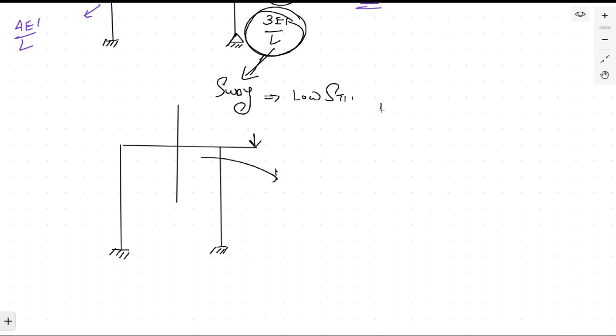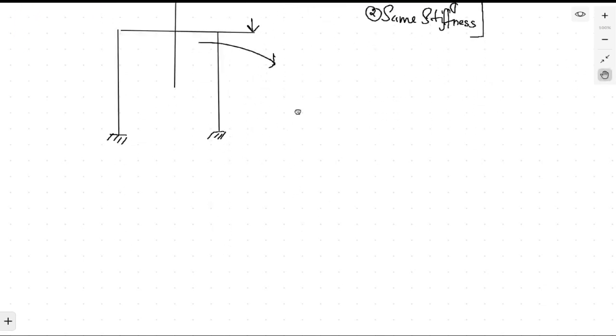So these two conditions are to be satisfied: symmetrical loading as well as the same stiffness. If the stiffness is not the same or the loading is not symmetrical, if either of the two cases is not valid, then in that case there will be sway. When sway occurs, there is a rotation, or a movement with respect to a certain point. Whenever the sway occurs, there will be a movement with respect to a certain point. Let's see this.